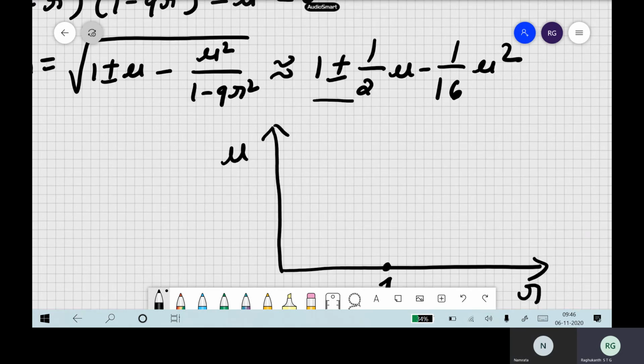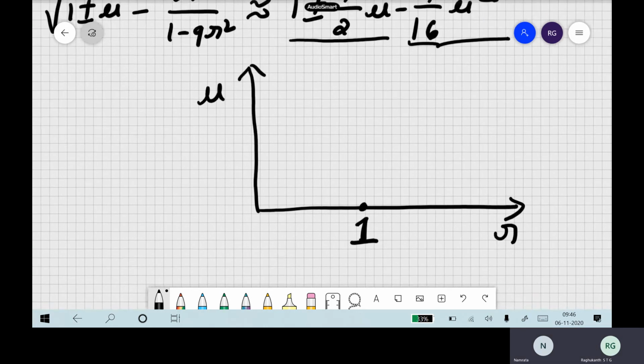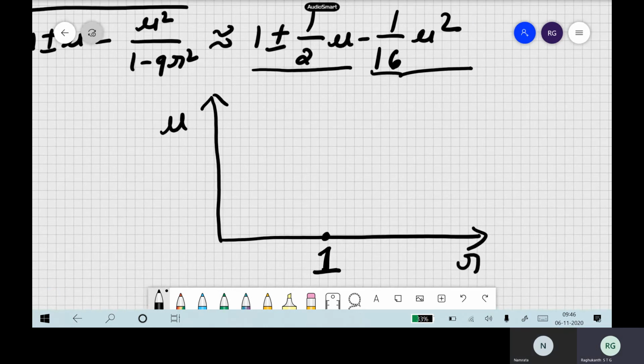Now how do the stability boundaries look? Previously we had half mu. Now we have an extra 1 minus 16 into mu squared. So how will the boundaries look now? They will be parabolic, not straight lines. And let us say this is the first one. See, the first order approximation is a straight line. Okay, this is the first order approximation.